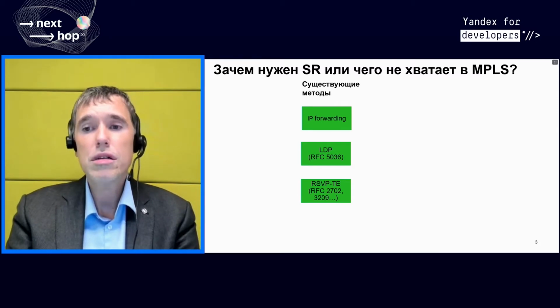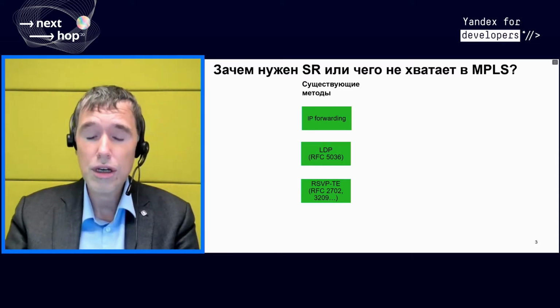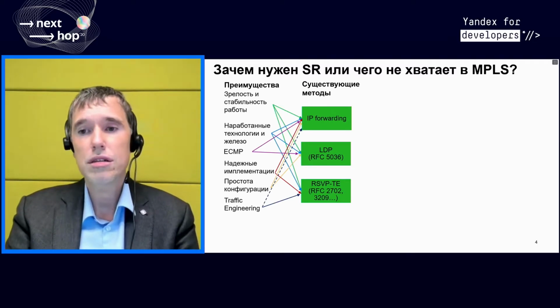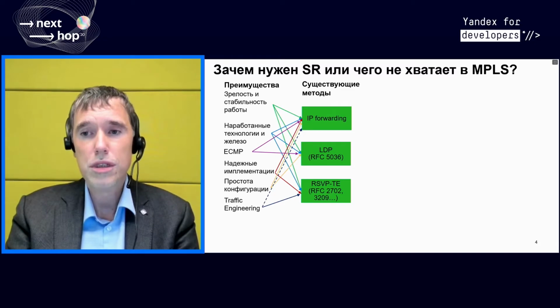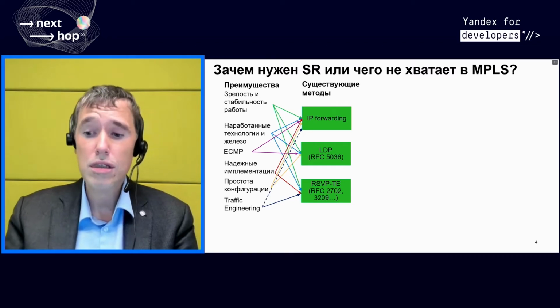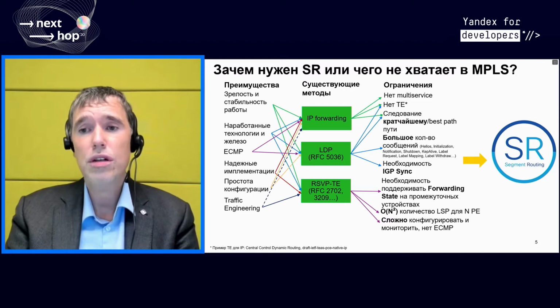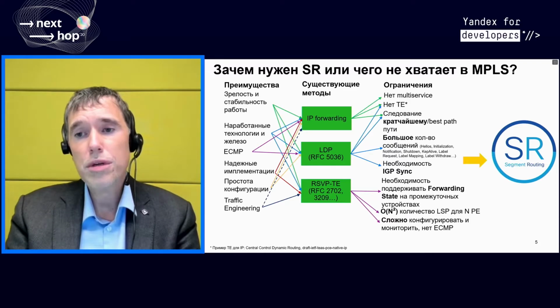Right now, we have normal IP forwarding and the classical LDP, and we have two different protocols, such as RSVP-TE and RFC. And we've been using these two protocols for traffic engineering for a long time. They have a lot of positive features and advantages. I'm not going to list all of them right now. You are well aware of all of them. But they have certain limitations, as any other technology.